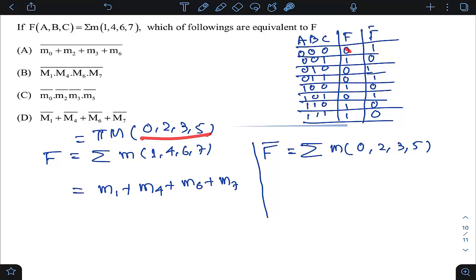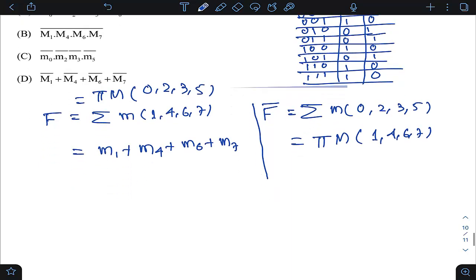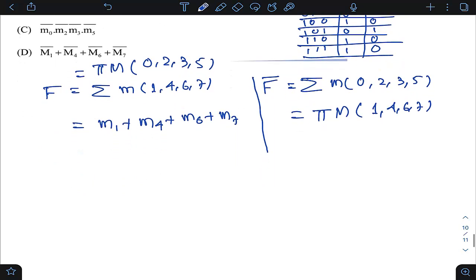So those were 0, which means those were max terms, and they become min terms. So these combinations 0, 2, 3, 5, which were max terms of f, now become min terms of f bar. This is your f bar column, this is your f column. So the max terms of f are equivalent to min terms of f bar. Or you can say f bar can be written in terms of max terms as 1, 4, 6, 7. Now see how I am manipulating this.